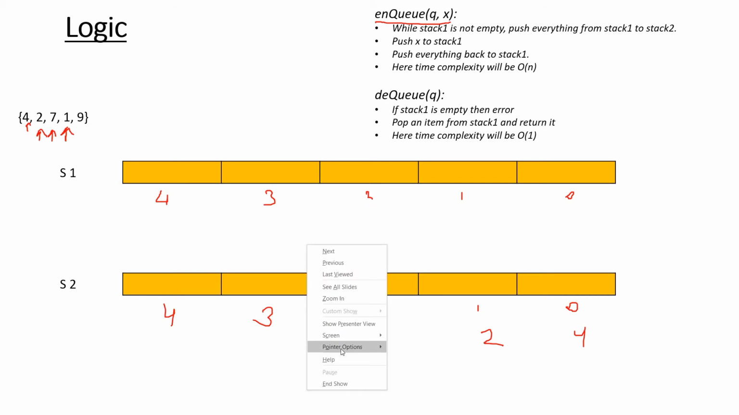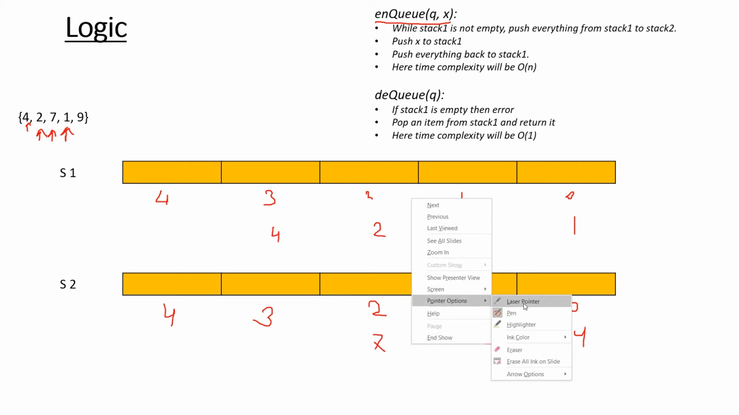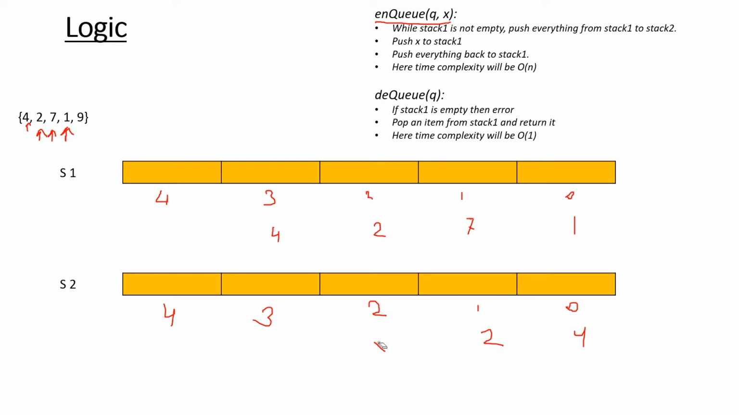And then we have to insert that element, right? So let's insert that element 1 at the index 1. And then put all the elements from the stack 2 to stack 1 again. So the 7 will go first here, then 2, and then 4. And these things will get deleted. So let's delete this. So this is the state of the stack after inserting element 1.